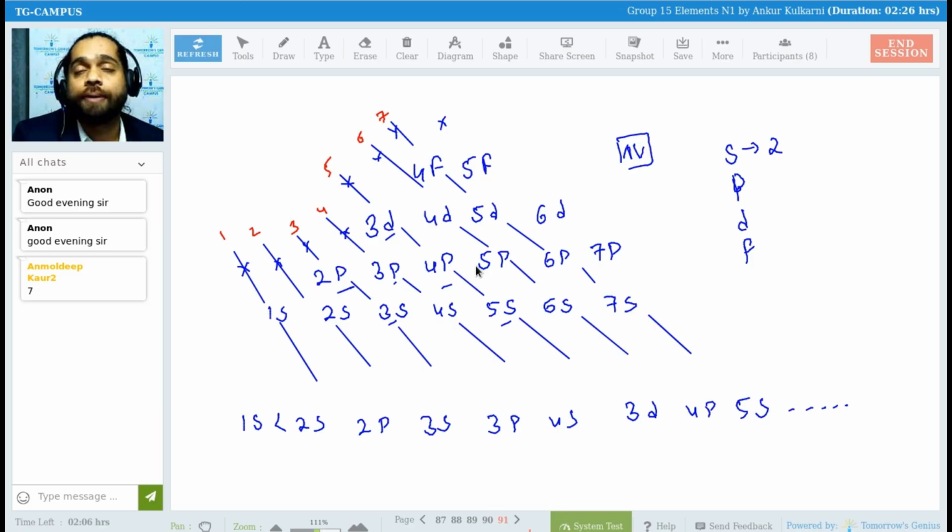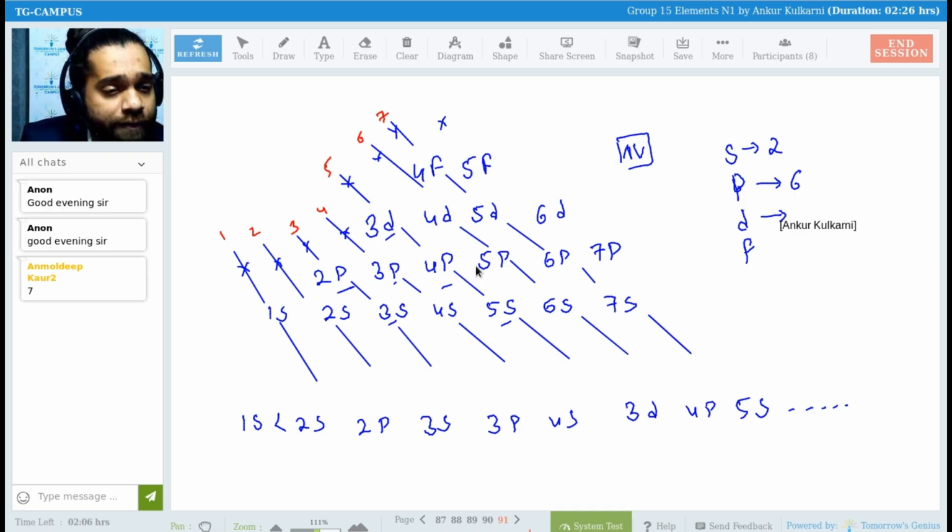Correct. In the P, how many orbitals of P do we have? Maximum electrons in the P. How many maximum electrons can stay in P? Yes, correct. And Moldeep, 3 orbitals, 6 electrons, correct. And correct, Kevin. P is 6. D, how many electrons, everyone? D, come on, tell me. D, correct. It is 10. In the F, it is 14.